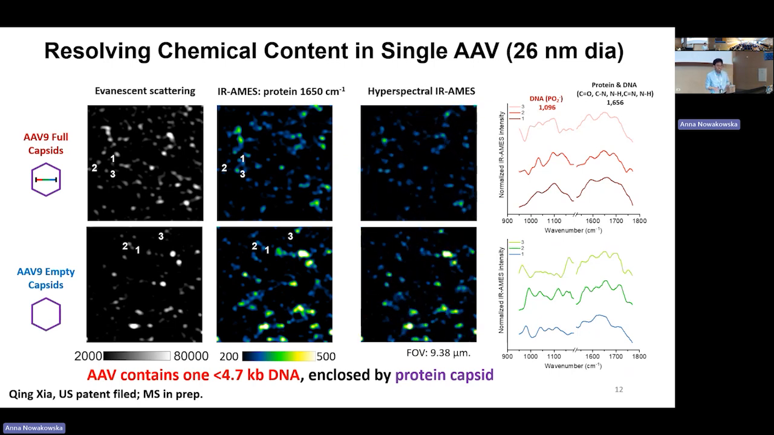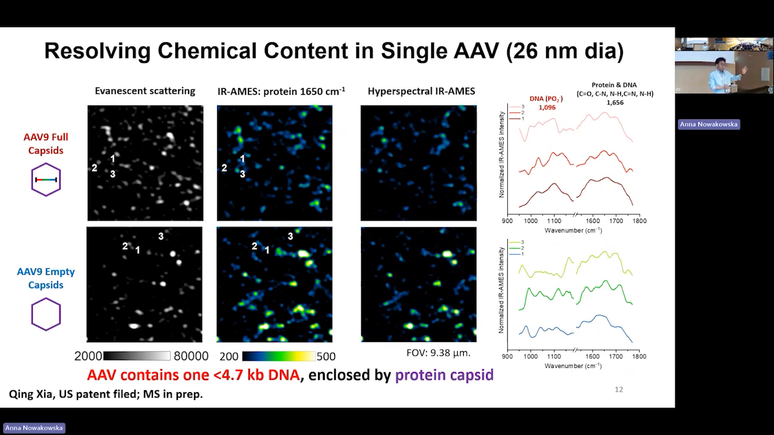In the full capsid, you see this phosphate at 1100 wavenumber. But in the empty capsid here, there's no phosphate group. This is very exciting because it allows us to measure the genetic content of a gene delivery vehicle in a totally label-free manner, so it allows us to check the quality of these gene delivery vehicles. But you can also think of many other applications. For example, we can now fingerprint these extracellular vesicles to understand the function of these EVs.